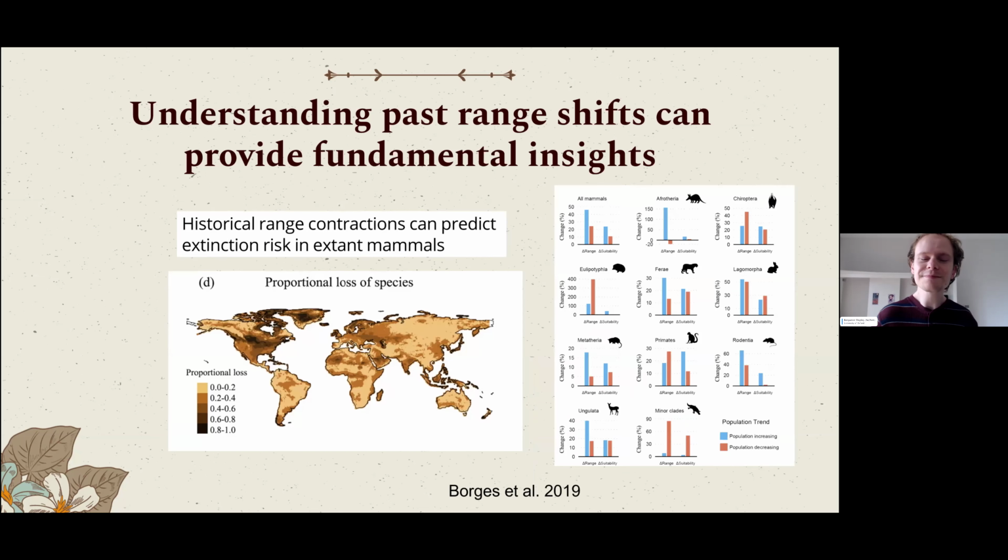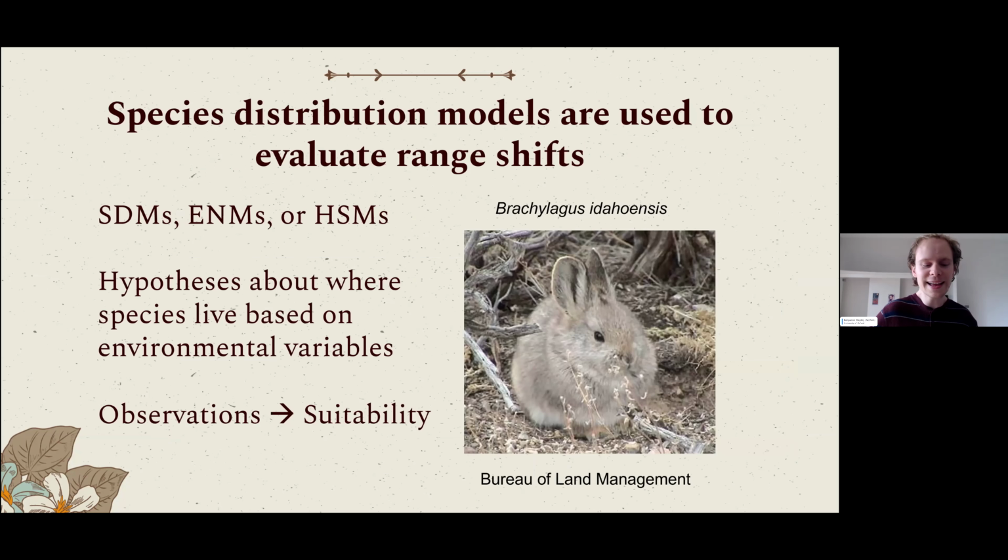In addition, we see that past range shifts can tell us a little bit about the conservation of certain mammals. We know that historical range contractions can predict extinction risk in mammals, even when those species have re-expanded their ranges again. So knowing that past range shifts are important, how might we evaluate these? Well, one of the main ways that scientists do this is by using species distribution models.